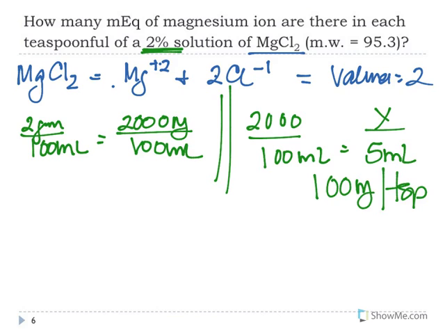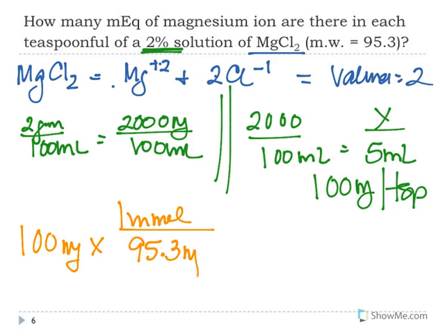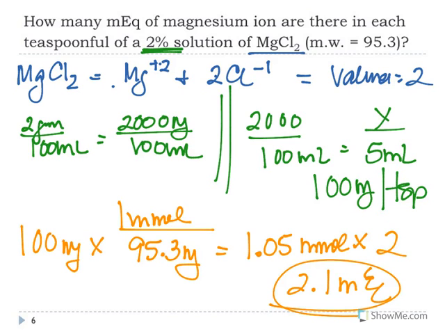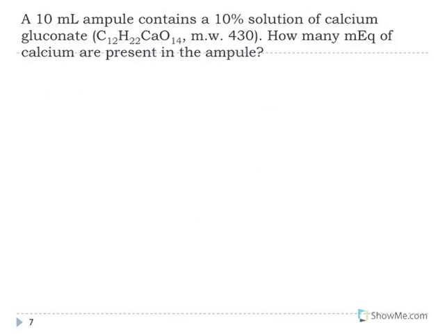All right, so now that we've done that, we can start with our 100 milligrams. We're going to convert from weight to millimoles first using the molecular weight. 1 millimole over 95.3 milligrams as its molecular weight. That's 1.05 millimoles. We multiply by the valence, and we get an answer of 2.1 milliequivalents. All right, let's do one final example.